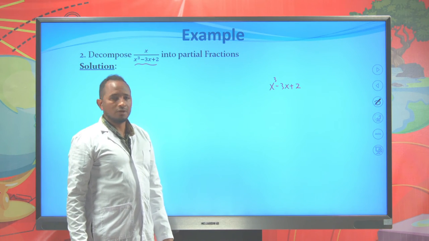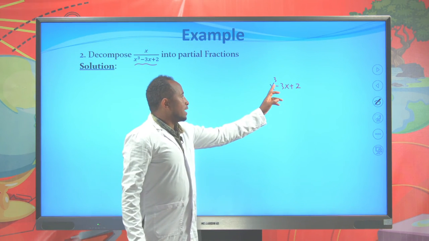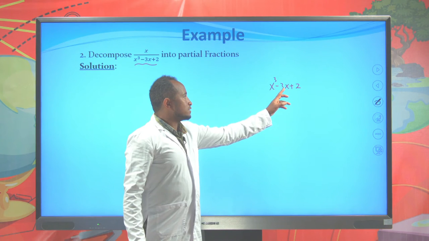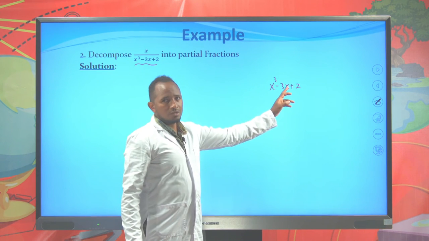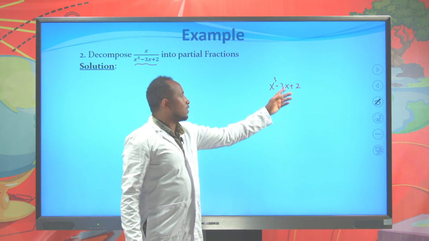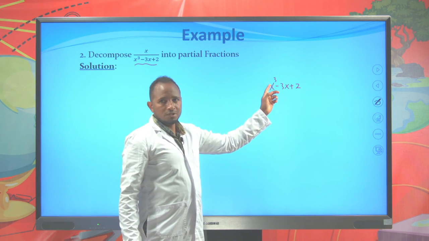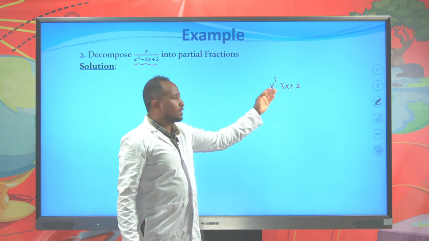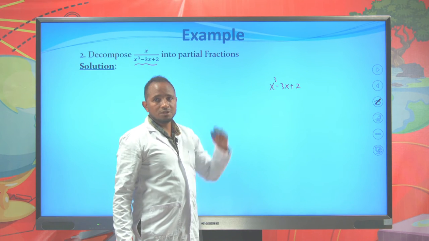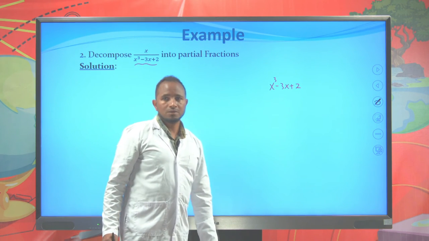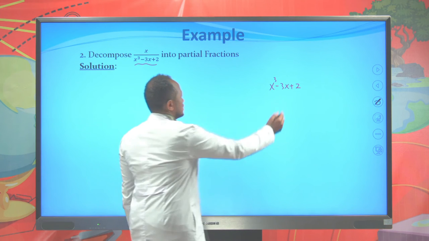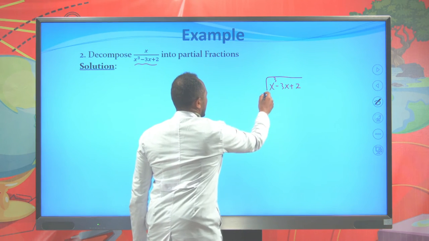If you take 1, for example, 1 minus 3 times 1 is minus 3, and 1 minus 3 plus 2 gives you 0. So one of the factors of this expression will be this. When you substitute 1, it becomes 0, so this expression is divisible by x minus 1. So divide this expression by x minus 1.